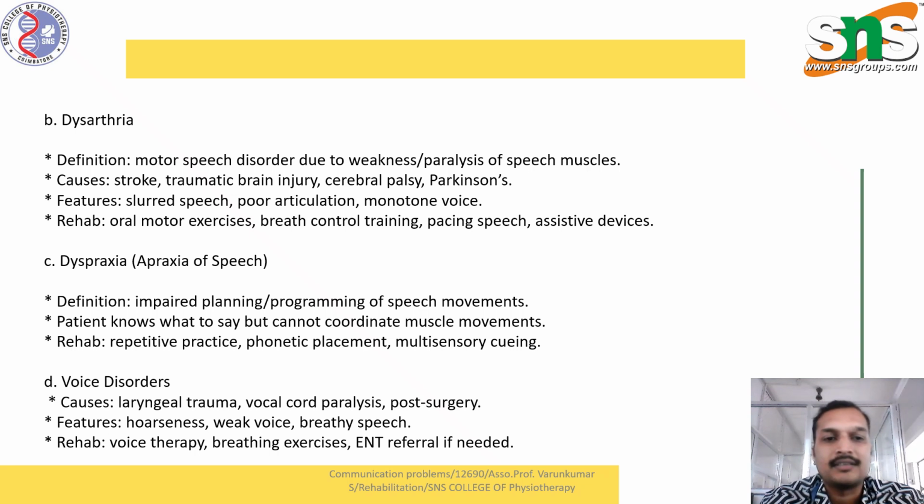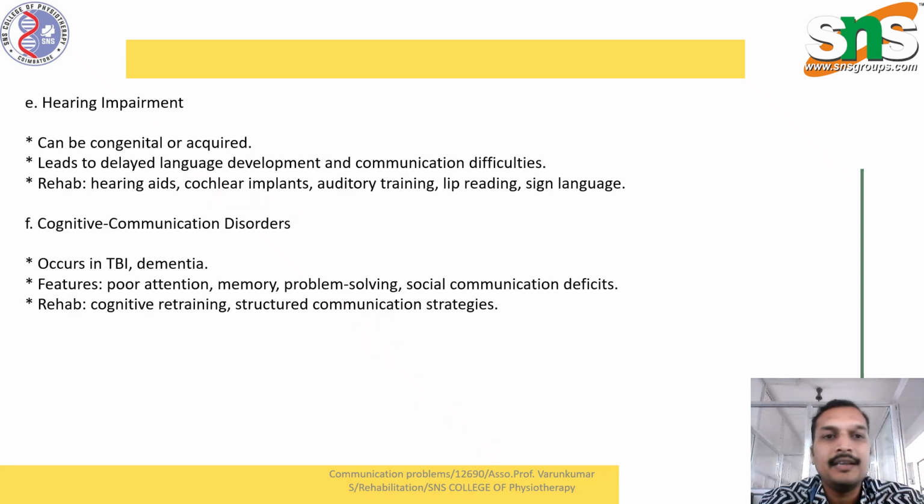Voice disorders are caused by laryngeal trauma, vocal cord paralysis, or surgery. Features include hoarseness, weak voice, and breathy speech. Rehab focuses on voice therapy, breathing exercises, and ENT referral if needed. Hearing impairment can be congenital or acquired. It leads to delayed language development and communication difficulties. Rehab involves hearing aids, cochlear implants, auditory training, lip reading, and sign language.